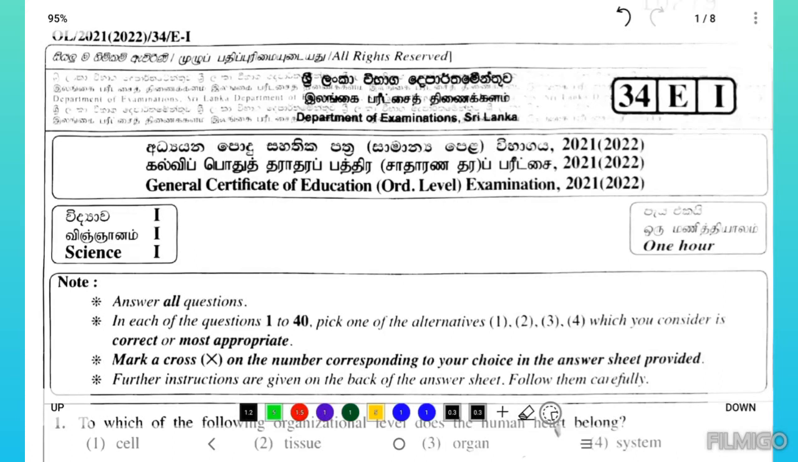Hi, in this video we are going to discuss the 2021 O-Level New Syllabus Science paper. Let's start with the MCQ part.